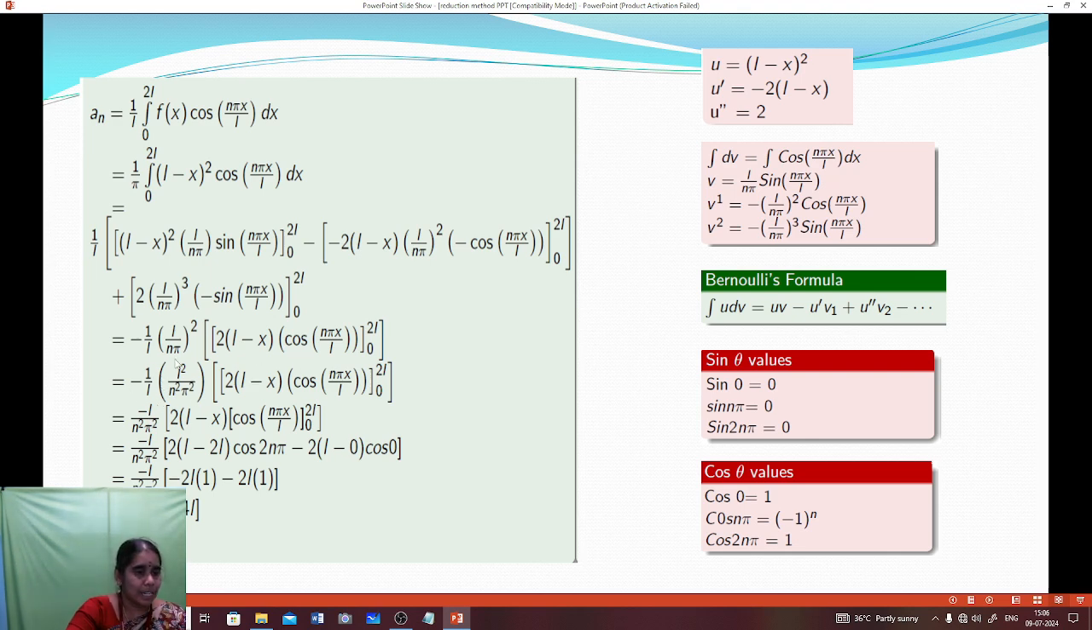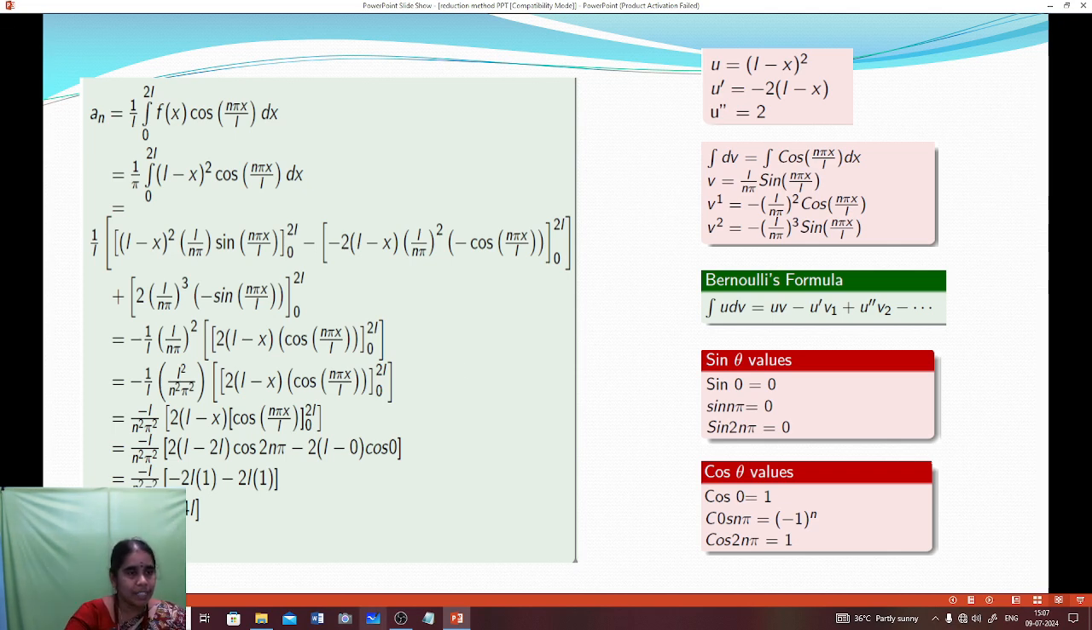So minus 1 by L into this thing. On squaring L by n pi, we have L square by n square pi square. On substituting our 2L, 2 into L minus 2L cos n pi into 2L by L, upper limit minus lower limit. We are substituting x by 2L and x by 0. On solving this, L minus 2L is nothing but minus L. Minus L into 2 minus 2L, here minus 2L. On solving this, minus 4L. So minus into minus plus 4L square by n square pi square. This is our An value.